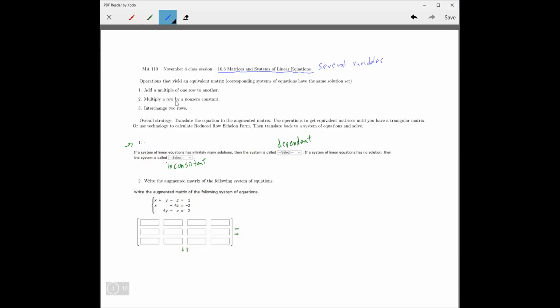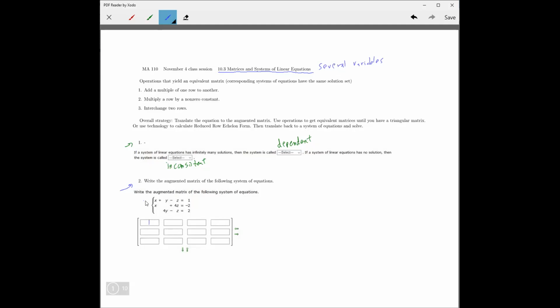Okay, so number 2. What we're going to be doing in this section is taking these systems of equations and writing them in a matrix, which basically preserves all the information that we need to solve the system. So for the augmented matrix, you just place the coefficients of the x's, y's, and z's in these boxes, and then the constant on the right side you place over here.